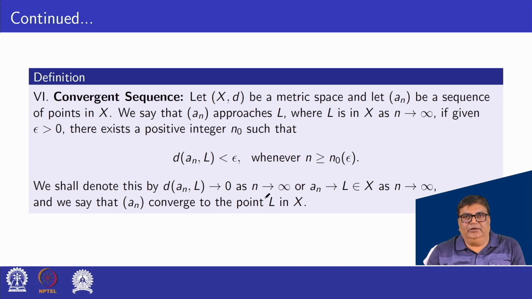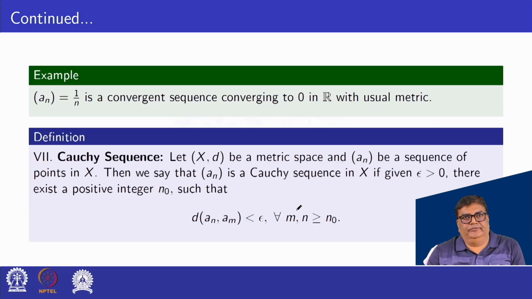Another notation we can use: d(a_n, L) tends to 0 as n tends to infinity, or a_n tends to L as n tends to infinity. And we say that a_n converges to the point L in X. For example, the sequence a_n = 1/n is a convergent sequence converging to the point 0 in R with the usual metric.